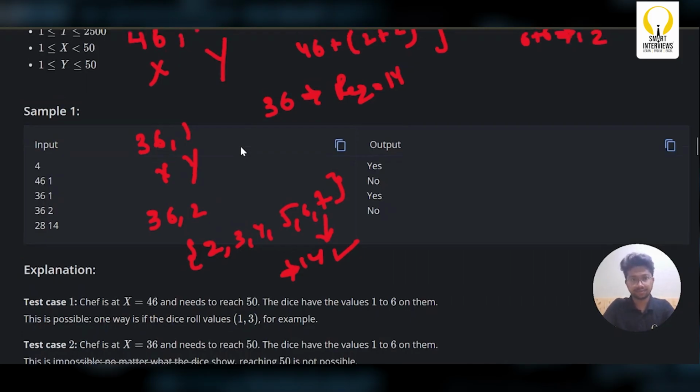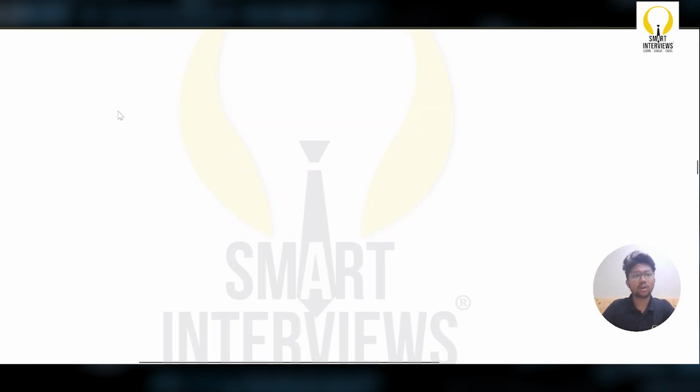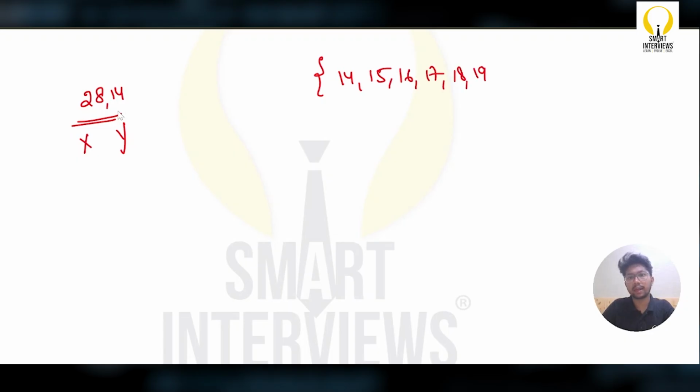Okay, so let's discuss the approach. I'll take the fourth example, 28 with 14. Here x is 28 and y is 14. Nothing but the numbers on the dice will start from 14: 14, 15, 16, 17, 18, and 19, right? So now, what will I do? I'll first check the required number, which is 22. I'm going to find a pair whose sum is equal to 22. Our task is to check whether a pair sums to 22 or not.